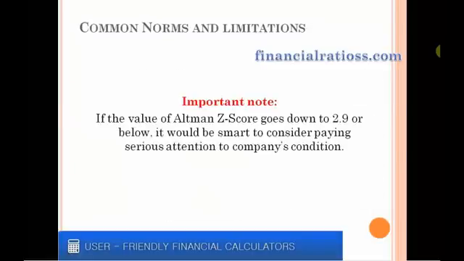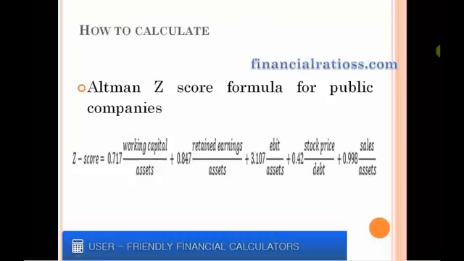If the value of Altman Z-score goes down to 2.9 or below, it would be smart to consider paying serious attention to a company's condition. Now, how do we calculate the Altman Z-score for private companies? Data that is needed to calculate this ratio is collected from the balance sheet, the income statement, the stock market bulletin, or the cash flow statement.